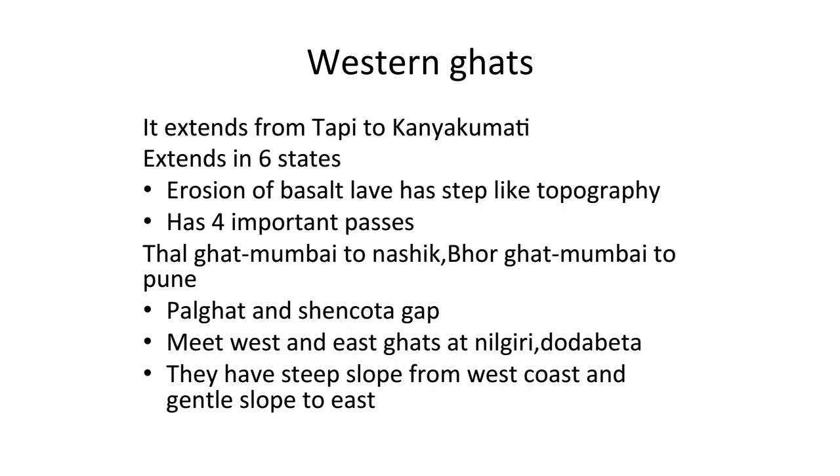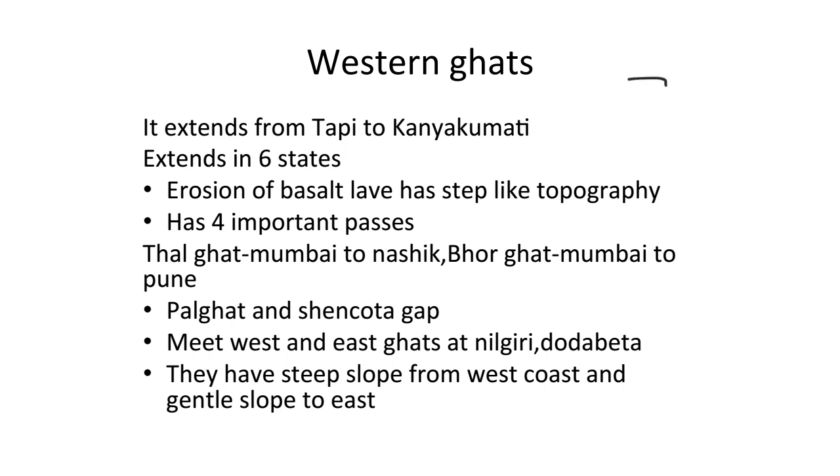A few prelims bits. Okay, it extends from Tapi to Kanyakumari. It extends across 6 states. The northern part has a kind of basaltic lava. We'll see the Deccan Plateau had magma eruption, and so this region has been covered by basalt. This basalt is good for cotton cultivation. So in the northern part, the basalt erosion has led to a kind of step-like topography. This can also be a potential prelims bit.